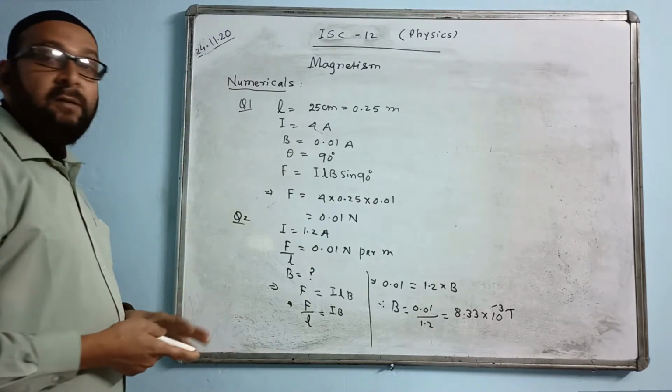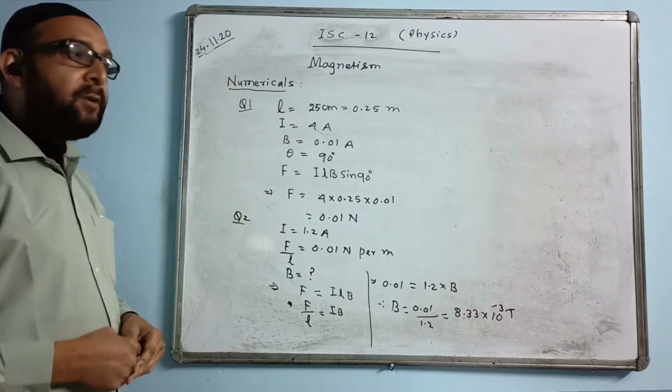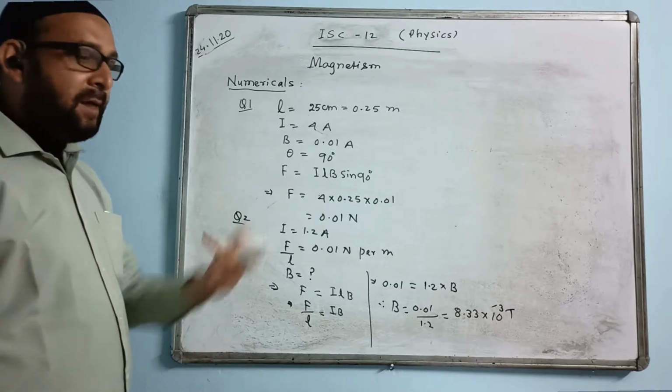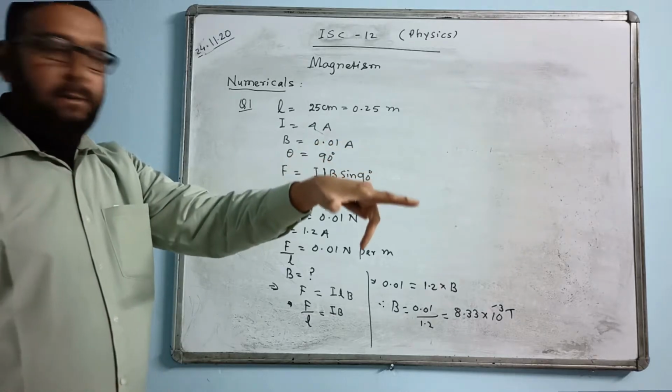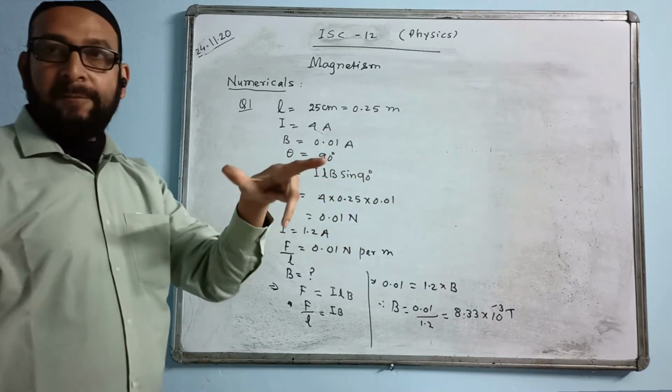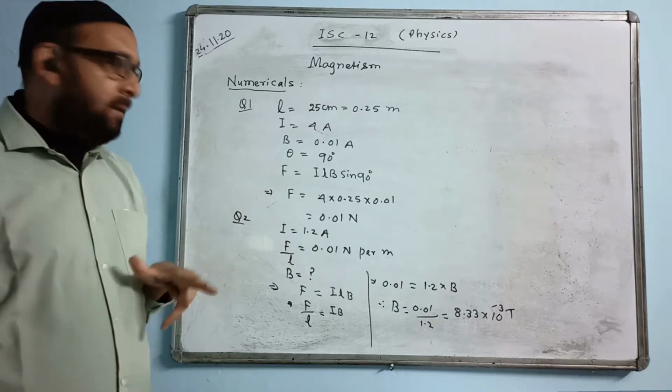So that is the magnitude value. But what about direction? We'll check the direction now. For direction, first we will stretch the 3 fingers like this only, this way. We are stretching. FBI, remember. We'll check what is happening.